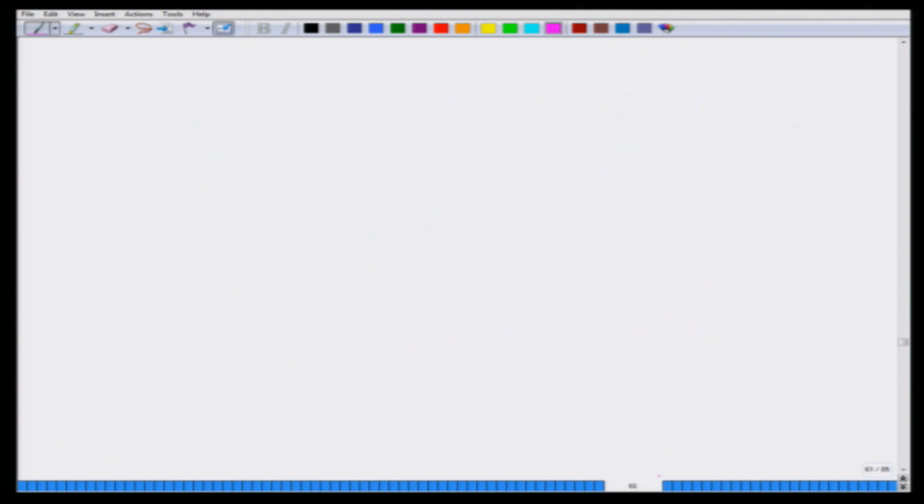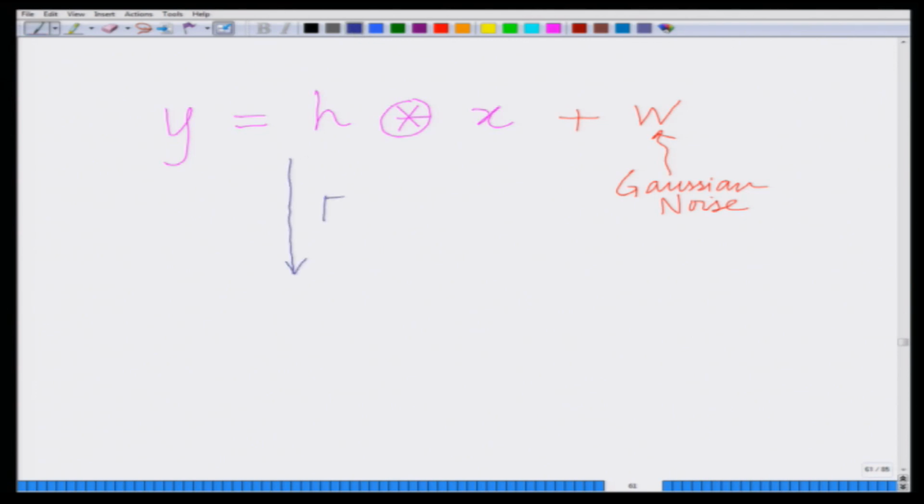We are looking at the bit error rate of an OFDM system. And we have seen that the system model can be expressed as the received signal y equals the channel h circularly convolved with the input x, and previously we have ignored the effect of noise. Let us now add the noise. So, w is Gaussian noise. We are adding Gaussian noise to this.